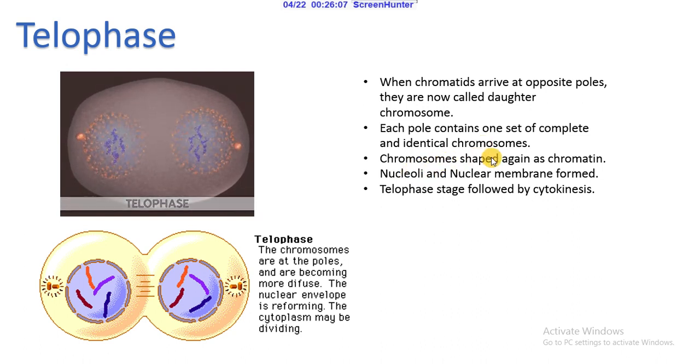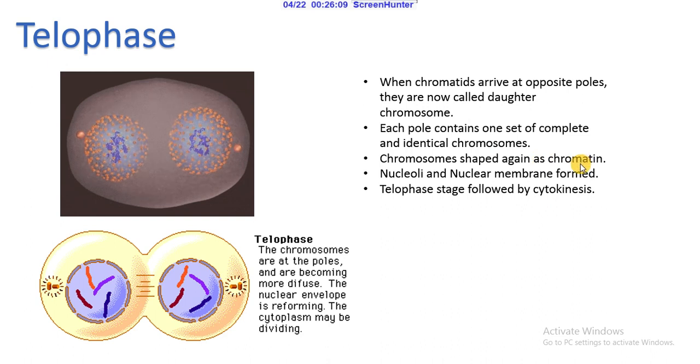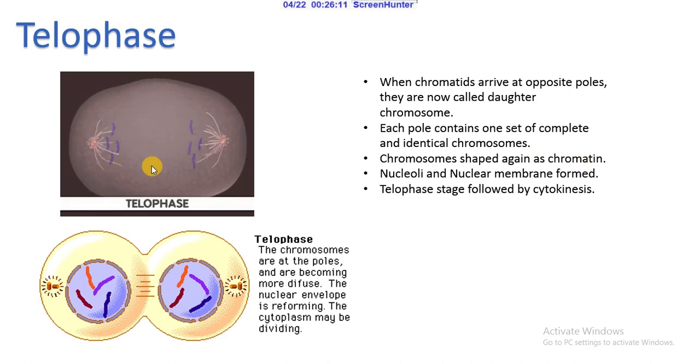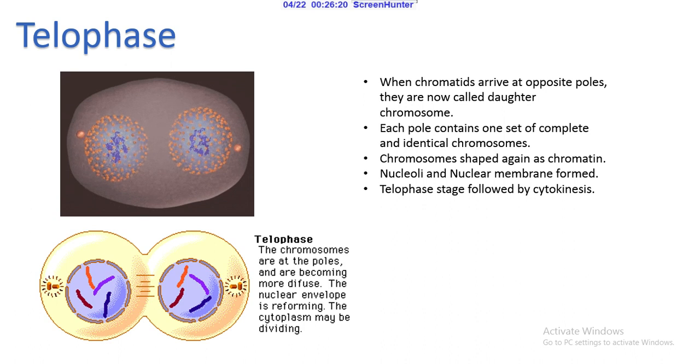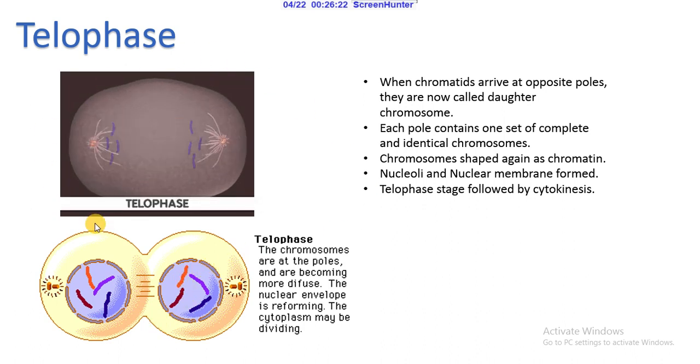The chromosomes take the shape of chromatin again. The chromosomes will form chromatin, and the nucleoli and nuclear membrane will be formed back, and the telophase stage will be followed by cytokinesis. So this is how the process happens.